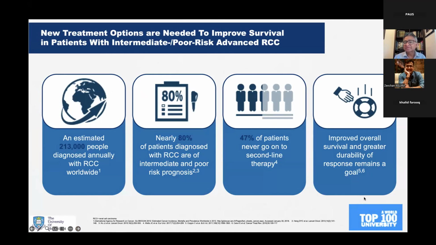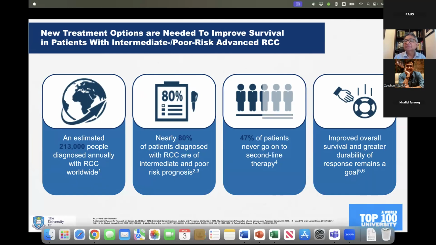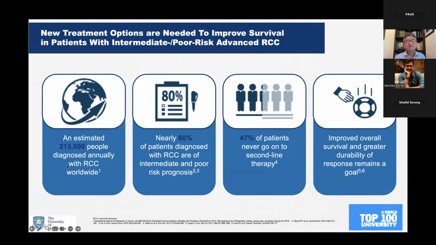From our urology colleagues' point of view, it's really important to know what our strengths are, how things are moving, where we are today. In terms of survival benefits, a huge number of patients are getting kidney cancer worldwide. 80% of these patients with RCC are of intermediate and poor risk prognosis, so they do not do very well. 47% of patients never go on to second-line therapy. This is important because it tells you that your first choice is important. What do you do for these patients?